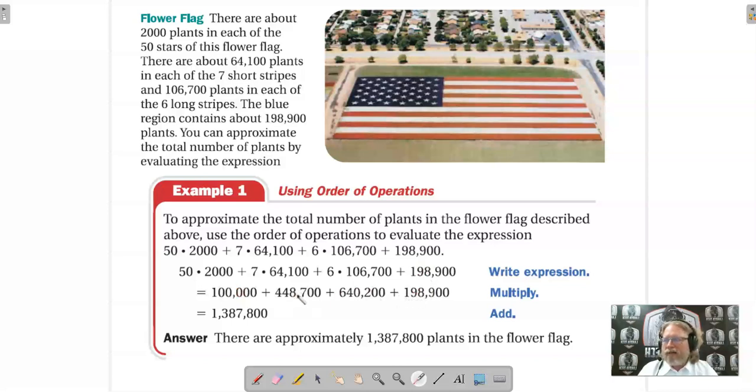Now we can go through and add all of these. So we take these 4 values and take the sum of those 4 values. Remember, sum means to add, or the total of all 4 of those. We end up with a total of 1,387,800 flowers. So there are approximately 1,387,800 plants in the flower flag. Probably took a long time to plant those.